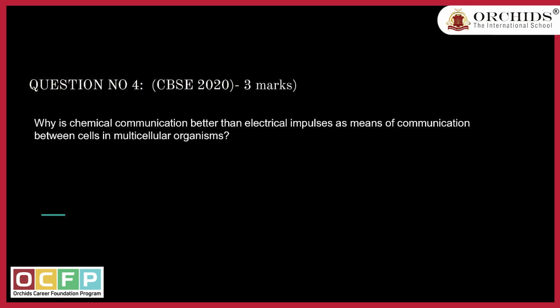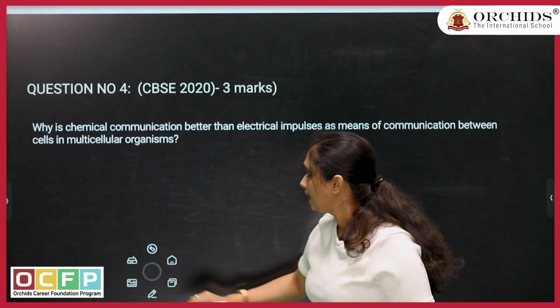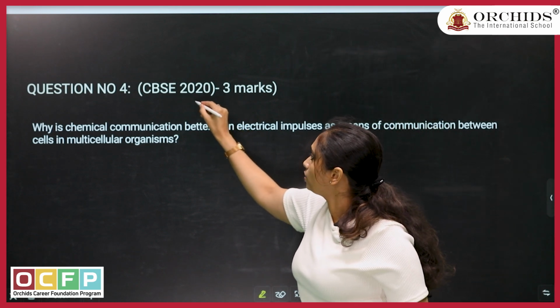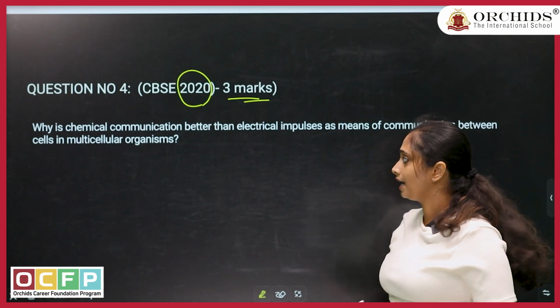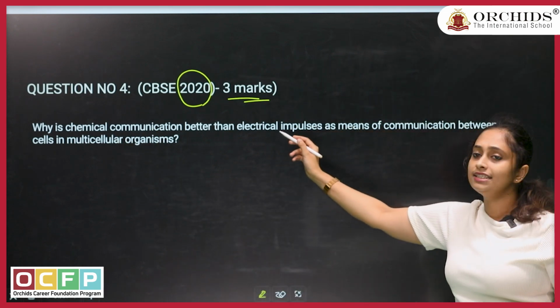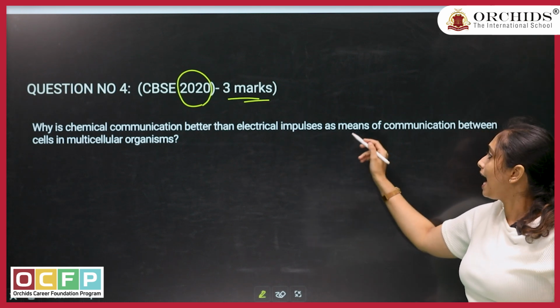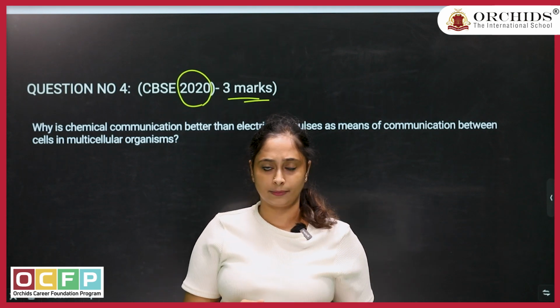So let's see our question number 4. Now see the question number 4. The question was asked in 2020, and it carries 3 marks. The question is: why is chemical communication better than electrical impulses as a means of communication between cells in a multicellular organism?